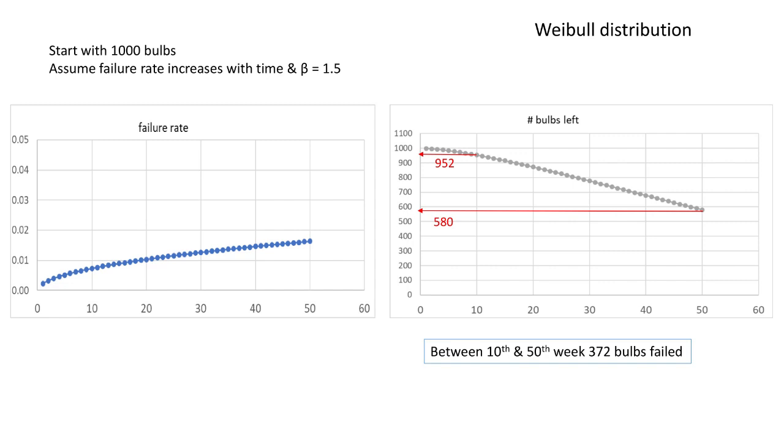Increase in failure rate over time is easier to relate to as it is a result of wear and tear in use. The graph of failure rate versus time reflects the trend. Expectedly, the number of bulbs that survive 10 weeks of use is the highest of the three at 952, but by the end of the 50th week, only 580 survive. So while the failures initially was lower, between the 10th and 50th week, 372 bulbs failed, which is the highest of the three cases.